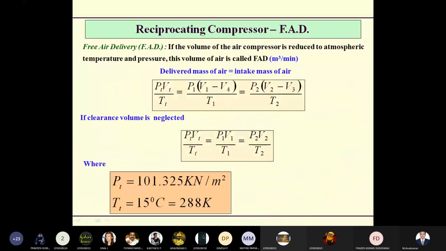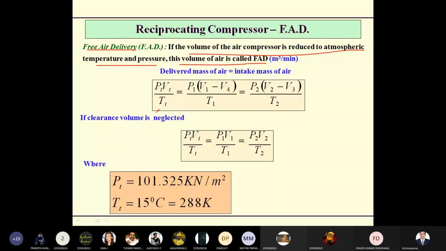So we need to calculate the free air delivery. What does free air delivery mean? If the volume of the air delivered by the compressor is reduced to atmospheric temperature and pressure, this volume of air is called the free air delivery. Right. So the pressure and the temperature are at atmospheric level, so we can call this free air delivery.